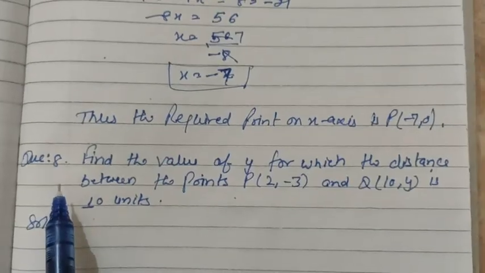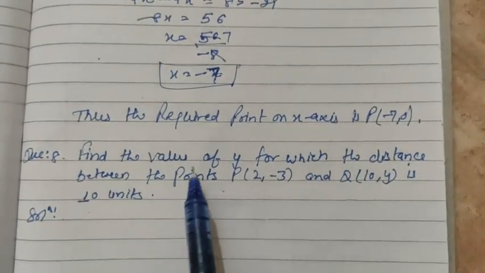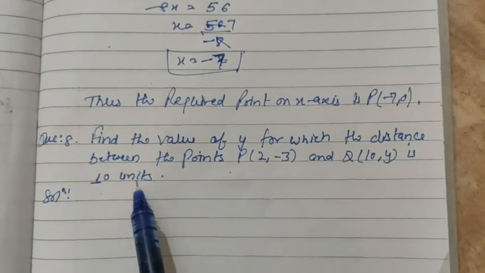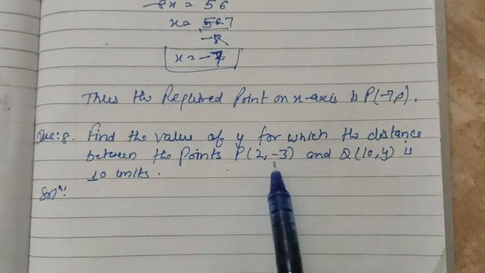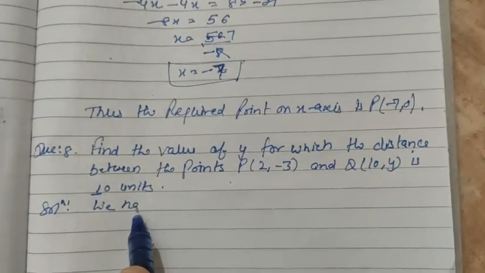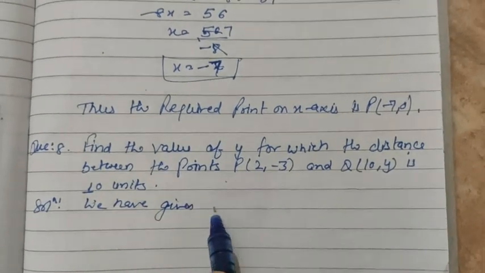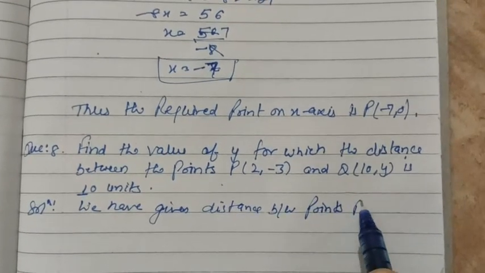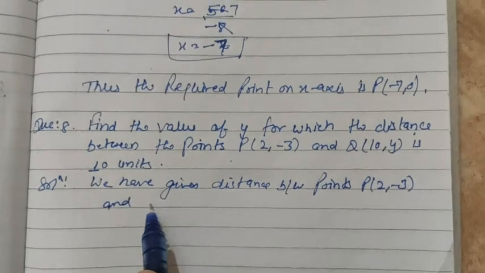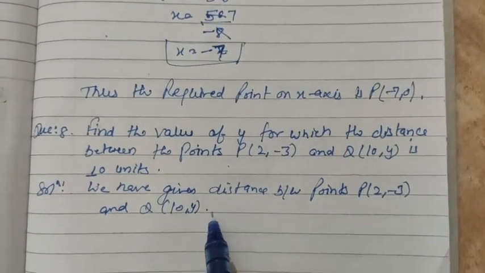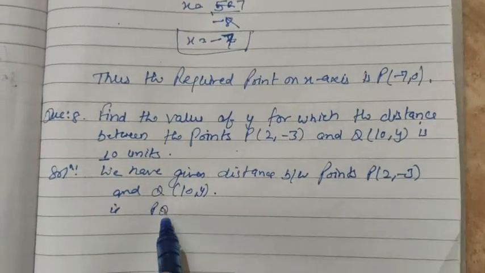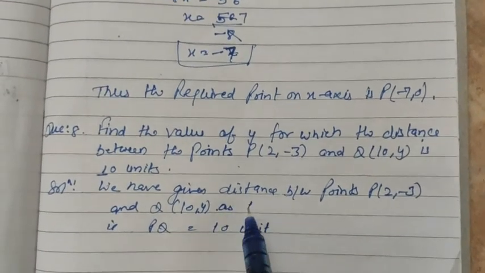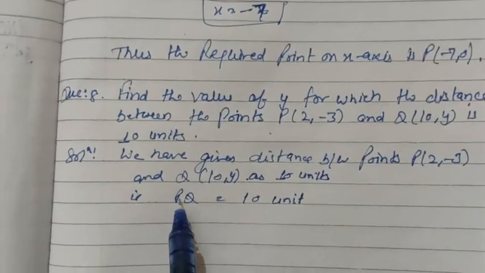So in the next problem, that is question number 8, find the value of y for which the distance between the points P (2, -3) and Q (10, y) is 10 units. We have already been given the distance between PQ. So we have given the distance between points P (2, -3) and Q (10, y), that is PQ equals 10 units.